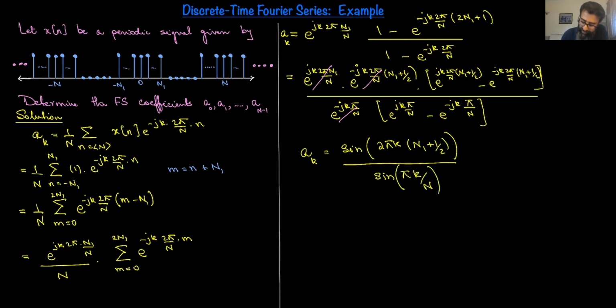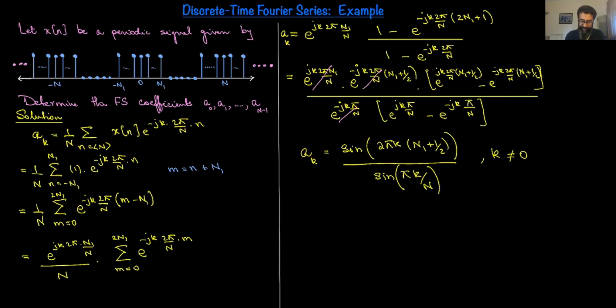Now, one of the things that we need to be careful about is that this relationship in fact holds true only when k is not equal to 0, because when k is equal to 0, the numerator turns out to be 0, and the denominator also turns out to be 0. You could apply L'Hopital's rule if you wish to, but there's a much easier way. So this relationship is only true for k not equal to 0, within, of course, the interval 0 to N minus 1.